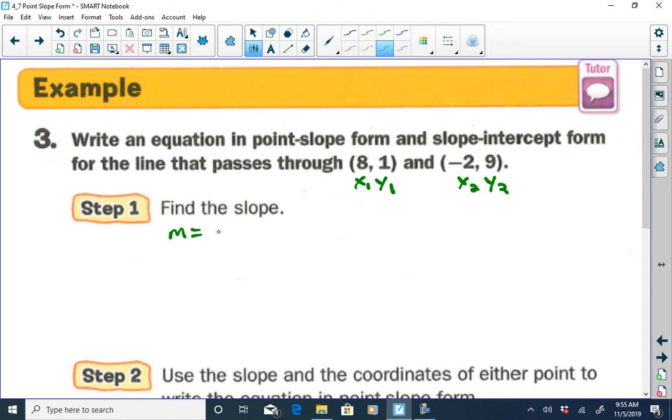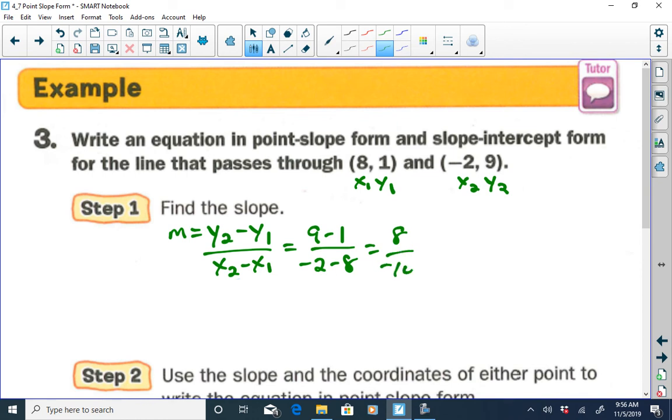All right, so if we find the slope, that's going to be y2 minus y1 over x2 minus x1. We want to find the slope first. Once we find the slope, let's see, that's going to be what? y2 minus y1 is going to be 9 minus 1 in the numerator. In the denominator, negative 2 minus 8. That's going to be 8 over, what's that, negative 10. So we wind up with negative 4/5 as our slope.